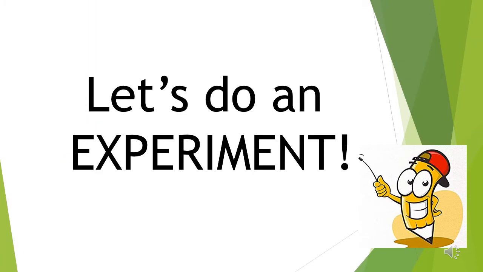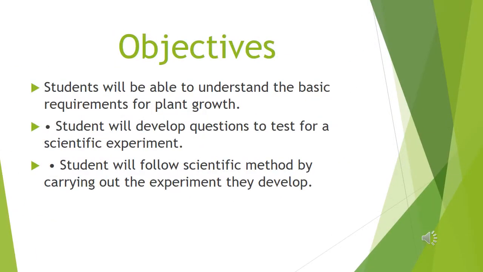Now let's do an experiment. The objectives for this experiment are the following. Students will be able to understand the basic requirements for plant growth. Students will develop questions to test for a scientific experiment. Students will follow the scientific method by carrying out the experiment they develop.